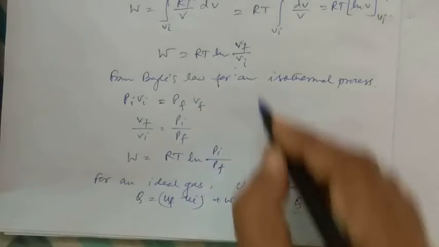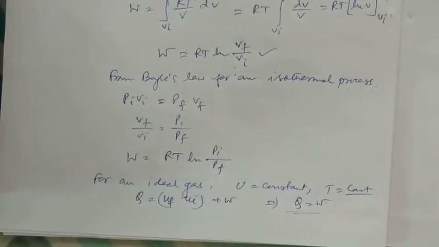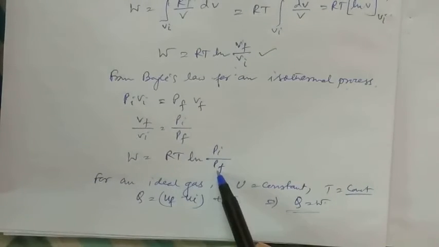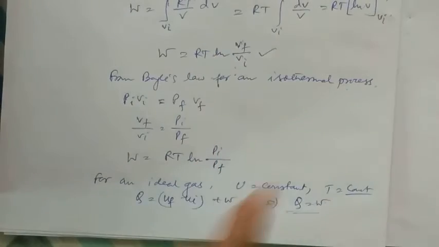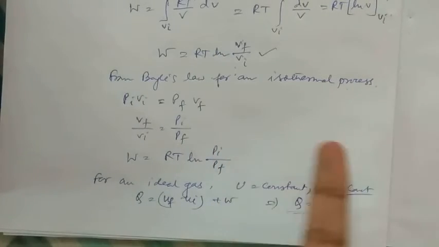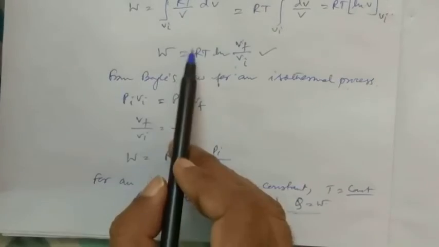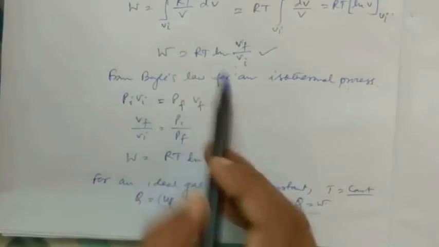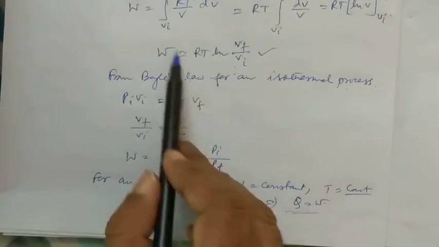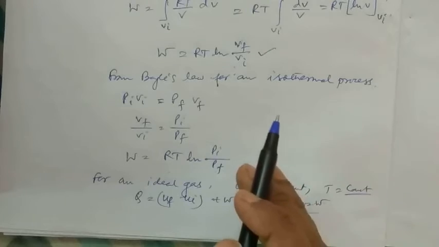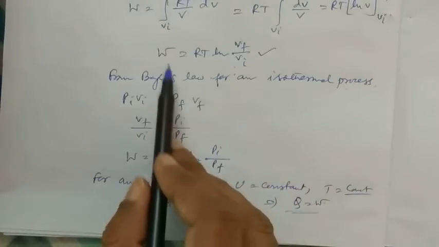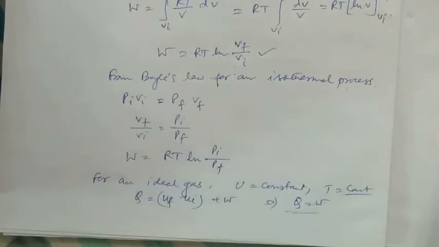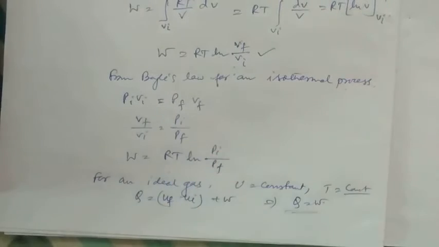So you have got two formulas. One is W is equal to RT ln of VF by VI and RT ln of PI by PF. These formulas are for 1 mole of the gas. If in the question it comes n moles, that means 2 moles, 3 moles, 4 moles, for 2 moles it will be 2 RT, for 3 moles 3 RT. That means for the general case we can write W is equal to nRT ln of VF by VI or nRT ln of PI by PF.